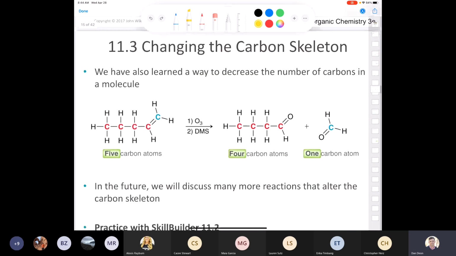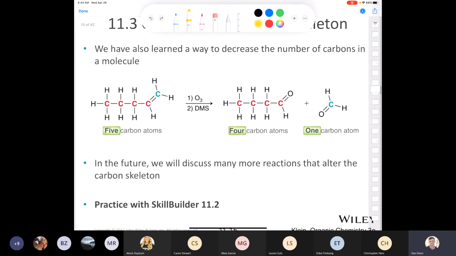Okay, what about decreasing the number of carbons in a molecule? You've really only got one way. You can do it with an alkene or an alkyne, but that is ozonolysis, right? If you have an alkene like you do here, you have a total of 5 carbons in this molecule. You end up with 4 carbons after you treat it with ozone followed by dimethyl sulfide, or DMS. You make formaldehyde and this aldehyde, which is called butanal here.